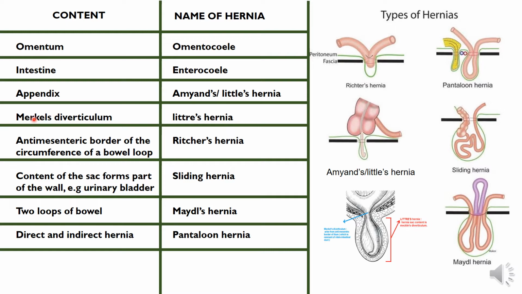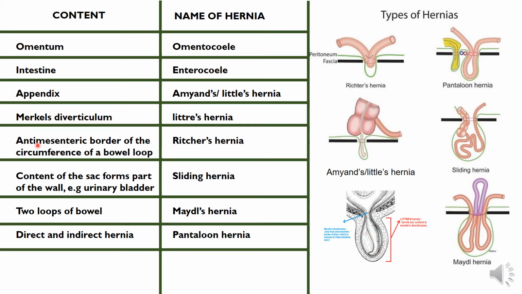Now when you have Meckel's diverticulum within the hernia sac, it's called Littre's hernia. Littre's hernia. Now here's a diagram showing Littre's hernia. You may confuse the name with appendix, but remember the appendix is little in size, so it's Amyand's, while for Meckel's diverticulum, it's Littre's hernia. Now here's a diagram showing the Meckel's diverticulum present within the hernia sac.